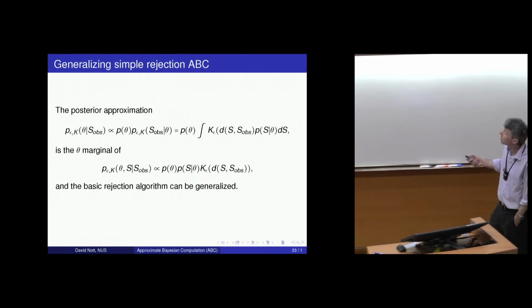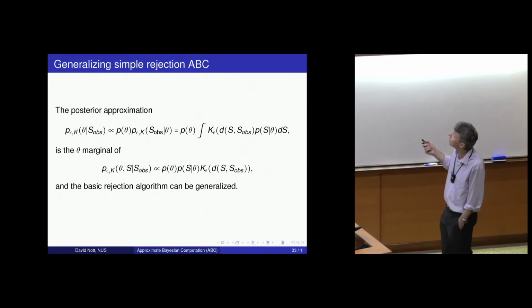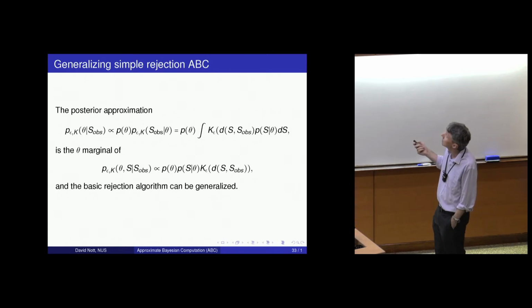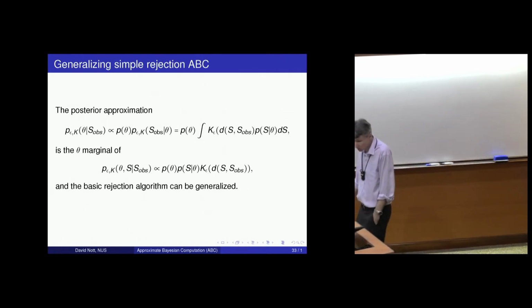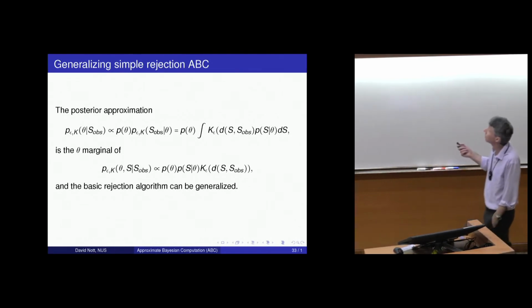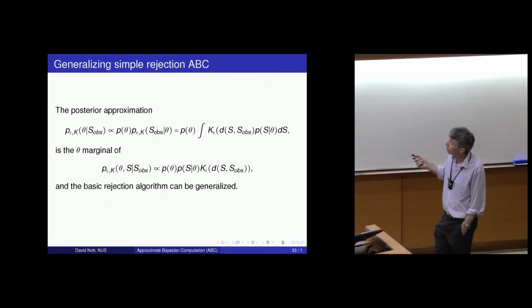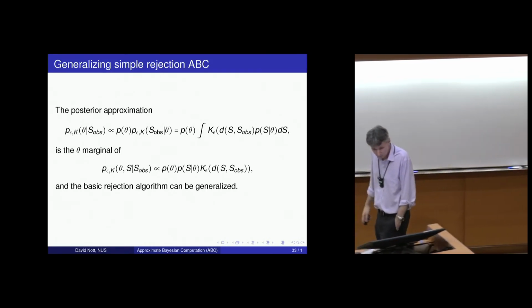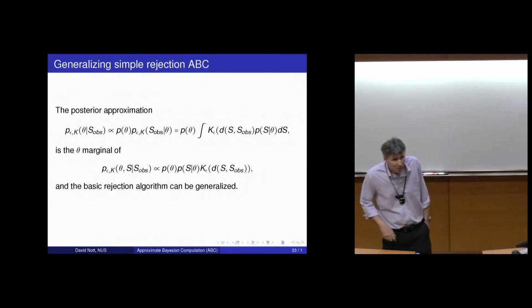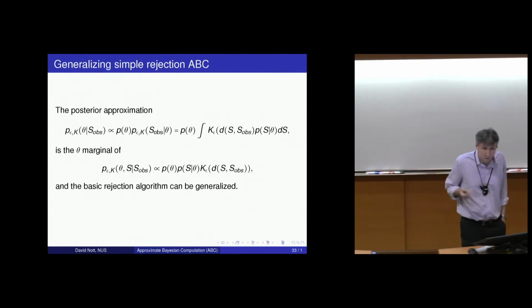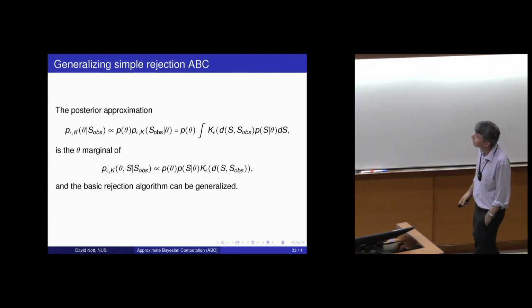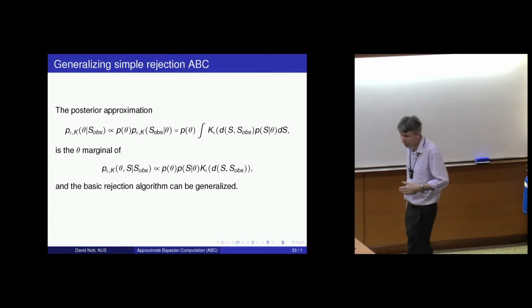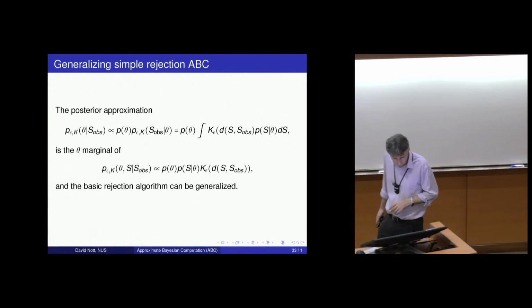Now, the posterior approximation you get using that kernel approximation of the likelihood is this, of course. And just like the rejection ABC, you can think of having a joint distribution on theta and a summary statistic replicate S given S obs of this form, and then integrating out S gives you that approximation. So the basic rejection ABC algorithm I explained before is just this with a uniform kernel, okay? And the basic rejection ABC algorithm that I described before can be generalized to this situation of a general kernel without much trouble.